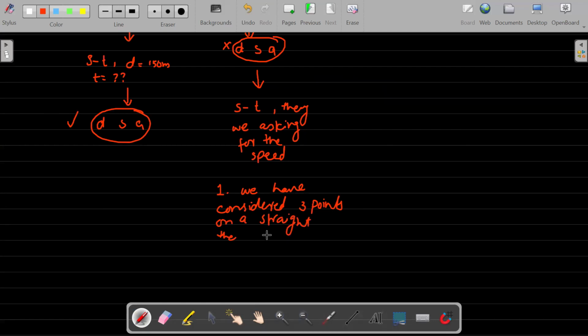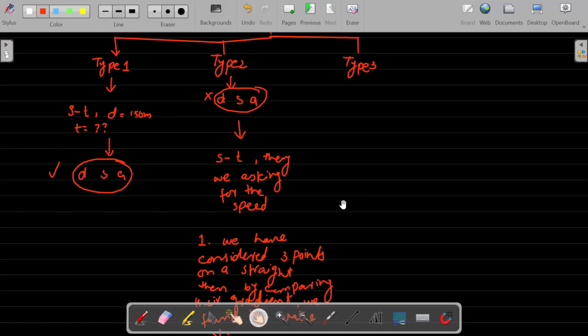Then by comparing their gradients, we were supposed to find their value. We found the value of V. It's not only in the speed time graph. They will repeat the same thing in the distance time graph as well, and they will be asking for the distance. Then we have to use the same procedure. We will be considering 3 points on a straight line and comparing their gradients to find the missing value. That was type 2, which we have discussed before.